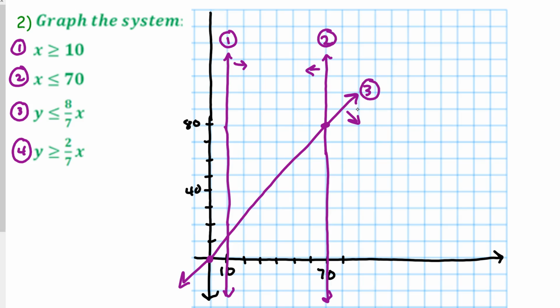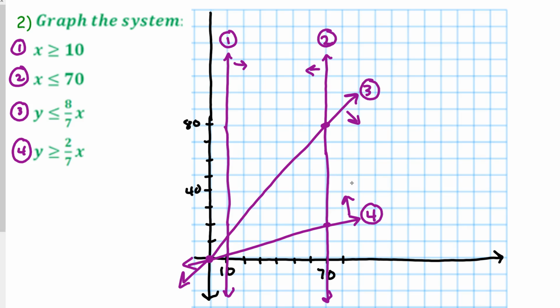And then finally, number 4, y equals 2/7 x also goes through 0, 0. And then for the slope, I'm going to go up 20 and over 70. So we have line 4. And that one is greater than, so I'm going to shade above.